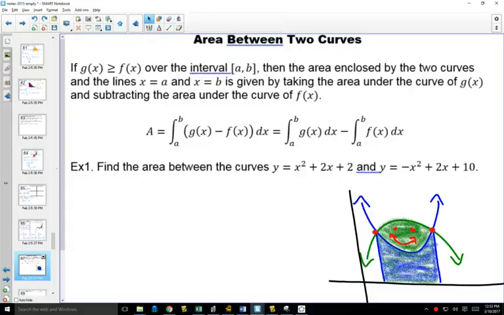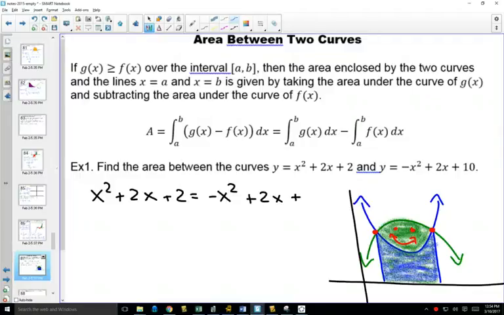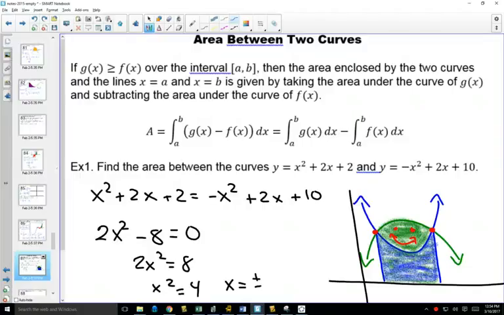That happens when the first equation is equal, whoa, I keep wanting to do equal, is equal to the second one. And how do I solve this equation? Move everything over to one side. This is going to be 2x squared. The two x's cancel out. Minus 8 equals 0. 2x squared equals 8. x squared equals 4. So x equals plus or minus 2.